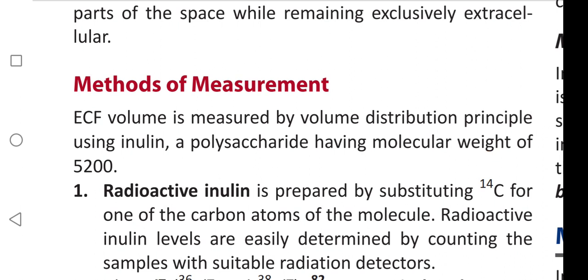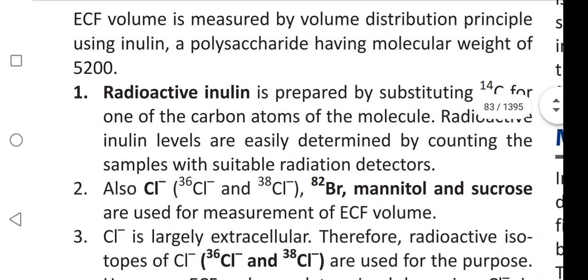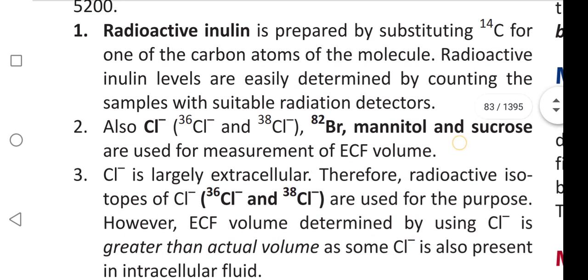Methods of measurement. Extracellular fluid volume is measured by the volume distribution principle using inulin, a polysaccharide having a molecular weight of 5200. Radioactive inulin is prepared by substituting carbon 14 for one of the carbon atoms of the molecule. Radioactive inulin levels are easily determined by counting the samples with suitable radiation detectors.